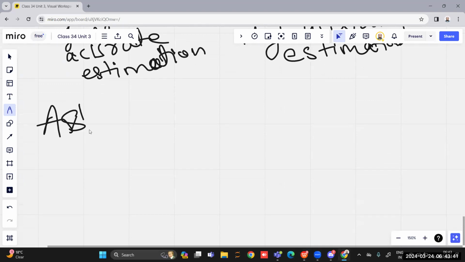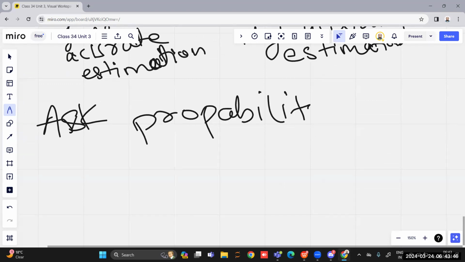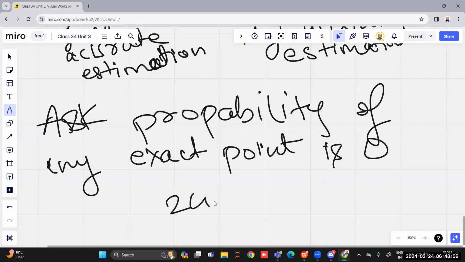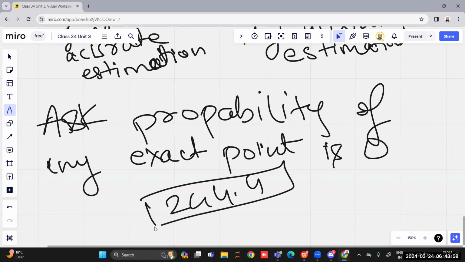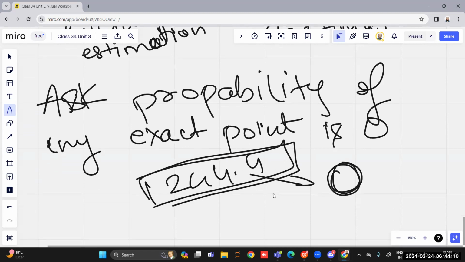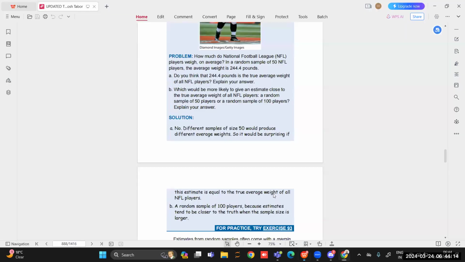the probability of any exact point is 0. What will be the average weight of the NFL players, football players? So he is giving 244.4. This is an exact value. So its probability is near 0 to be likely to be this average. It is 0. Why? Because you cannot rely on one point. It can vary. We have seen.